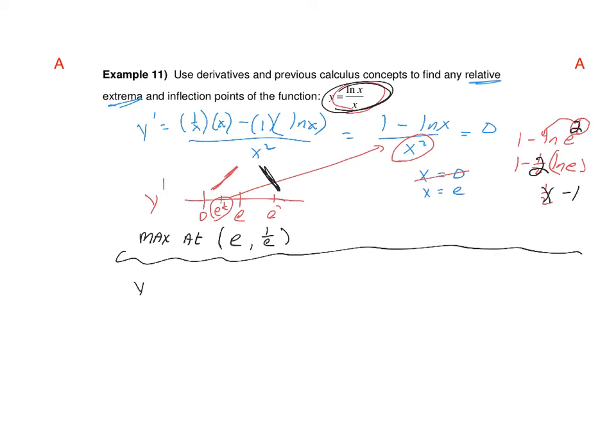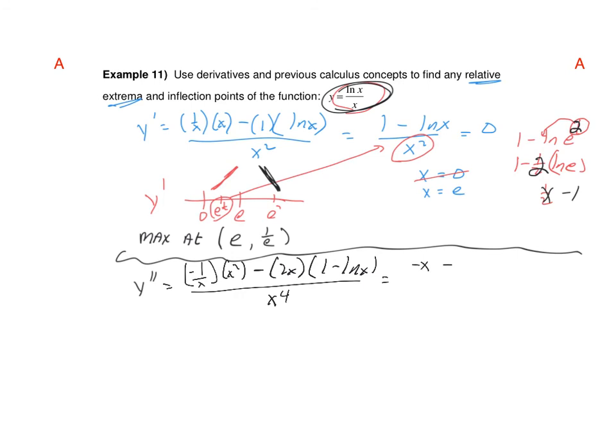So now I've got to find my second derivative. So I'm going to be using the blue notation here. I'm going to be taking my derivative from that quotient rule. So if I say derivative of the top, I'm going to have a negative 1 over x times the bottom, x squared, minus derivative of the bottom, 2x, times the top, 1 minus natural log of x, all over denominator squared is x to the fourth.